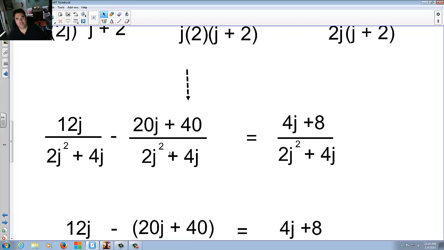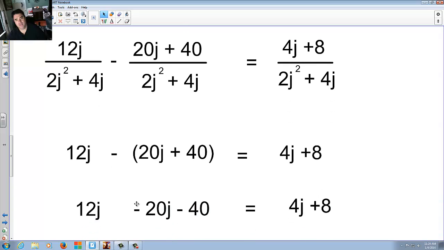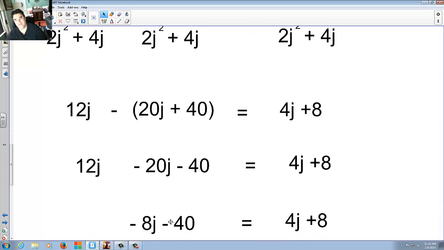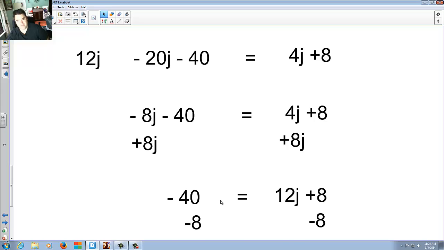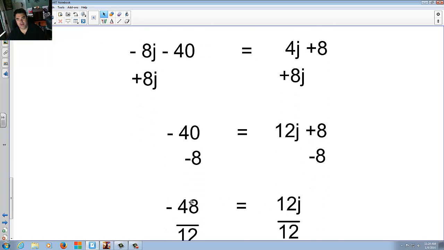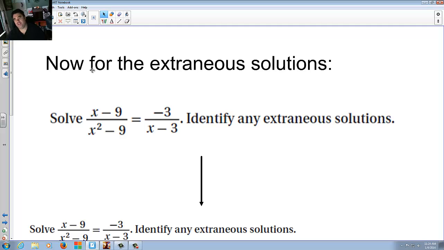To get all this mess in the bottom, basically just clear the bottom off, and just 12j minus 20j plus 40. Remember that you're making minus 20j and minus 40 when it's all said and done. And now you're going to combine these to negative 8j minus 40 equals 4j plus 8. And now we add 8j to both sides, minus 8 to both sides, divide by 12 to both sides, negative 4 equals j. Now for the extraneous solutions.